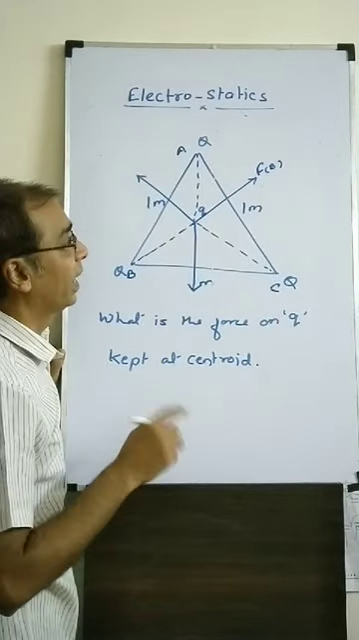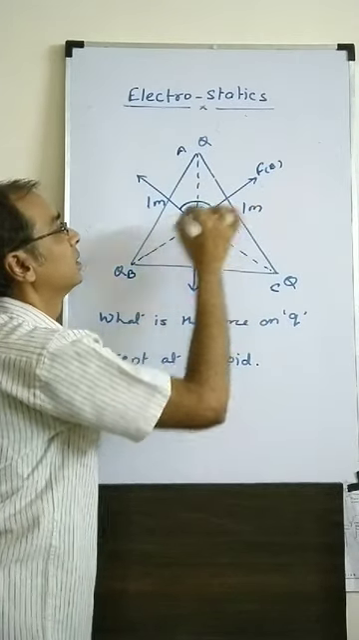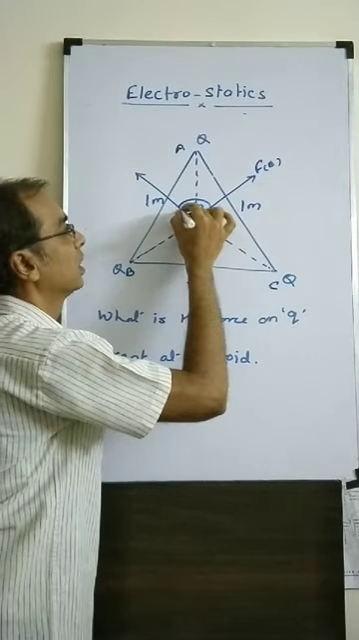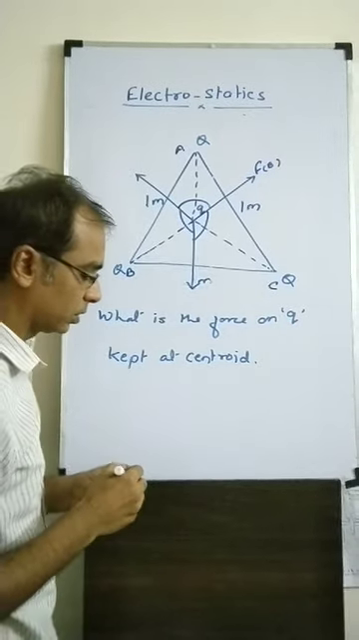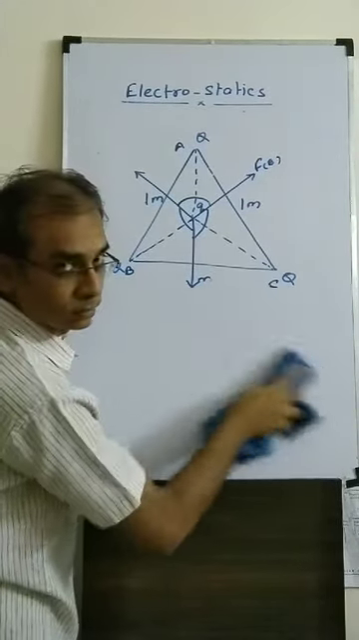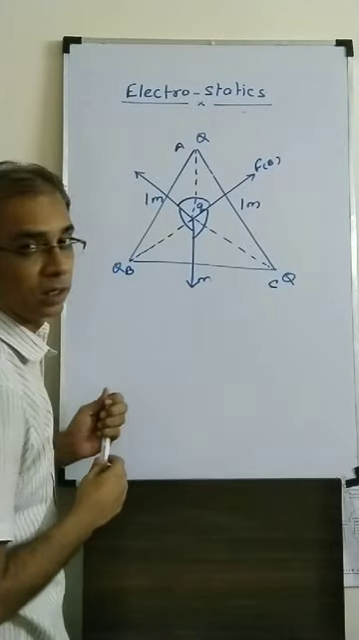Okay. What are the angles between the three? This angle is 120 degrees. This angle is 120 degrees. And this angle also is 120 degrees. Okay. Now we have to find the net force. Do you feel that it will be 0? It is going to be 0 only, because all the forces are equal.